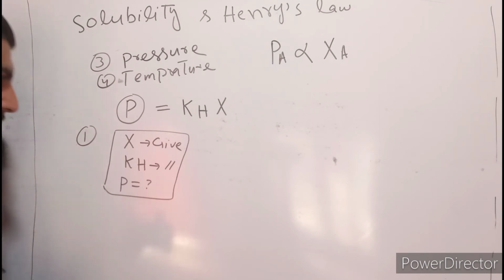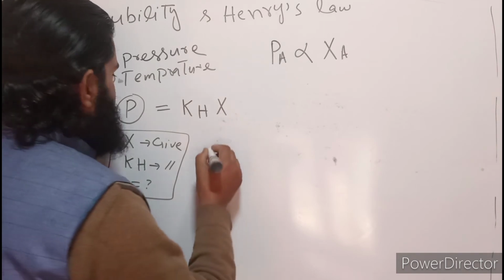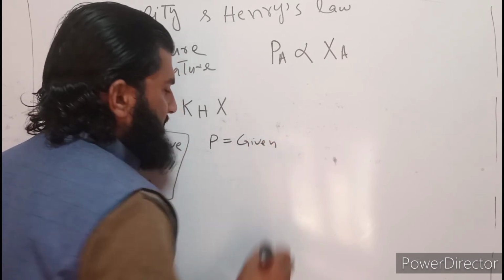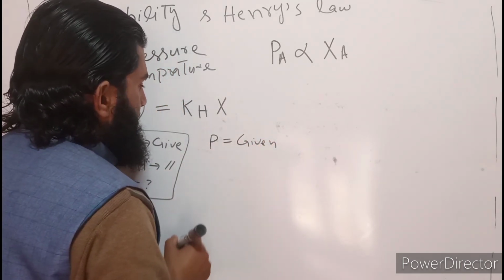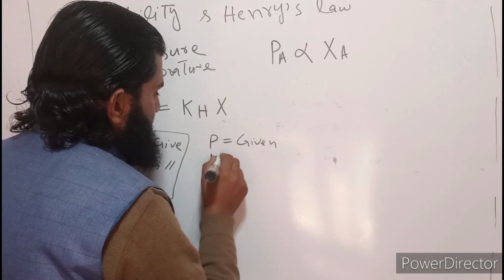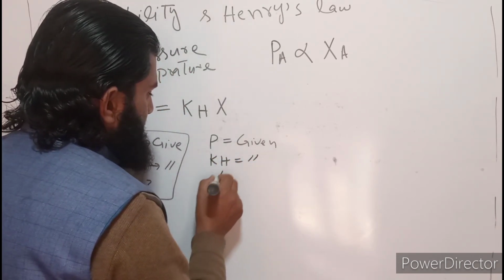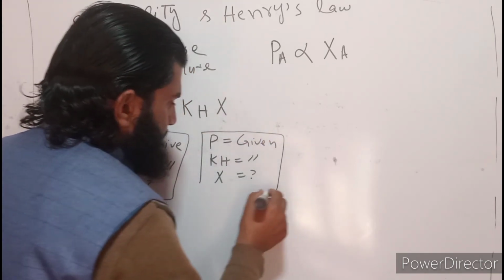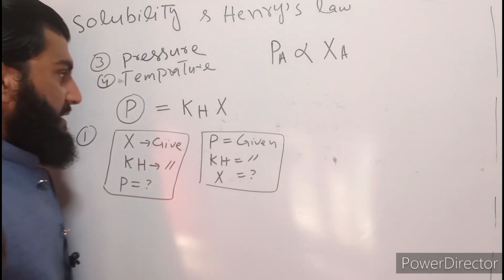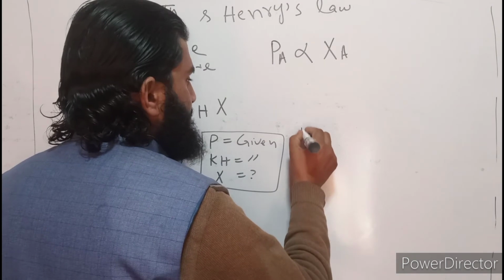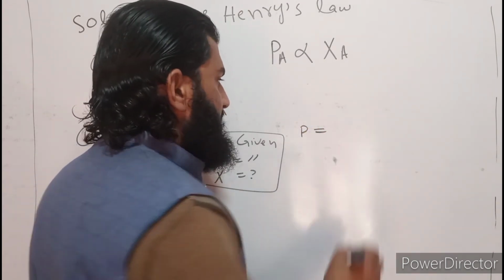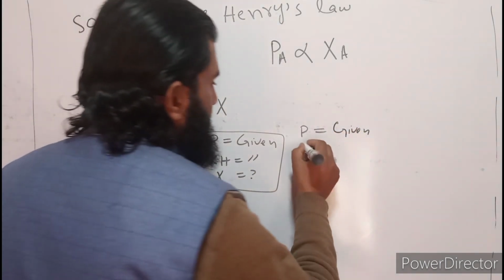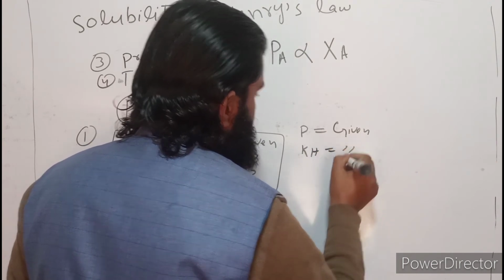In another type of numerical problem, the partial pressure of a gas above the liquid surface is given, and kh is also given, and they can ask about the mole fraction. This is the second type of question. The third type of question is that sometimes the partial vapor pressure of the gas on the liquid surface is also given, and kh of the solute is also given.